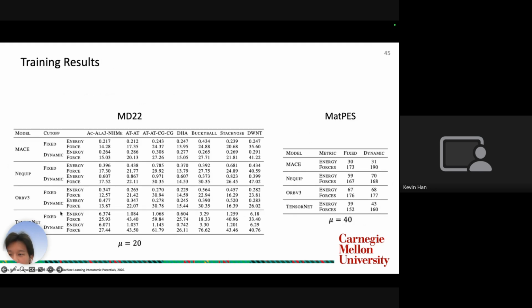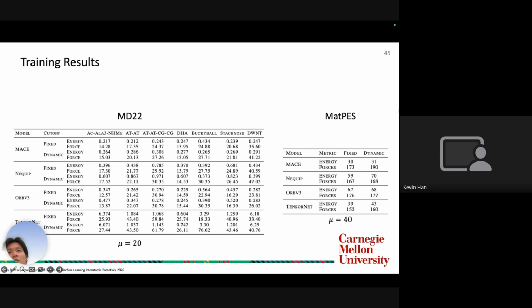Here are generally the results, or at least the training results. The units are in meV per atom and meV per angstrom. The thing we would like to highlight are the differences between the fixed and the dynamic cutoff versions. Everything else, again, is exactly the same with no hyperparameter tuning. And we find that although there is discrepancy, of course, just because we're not including as many neighbors, the discrepancy is quite limited.